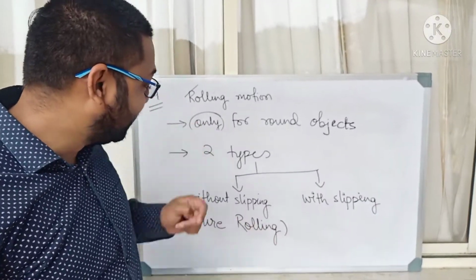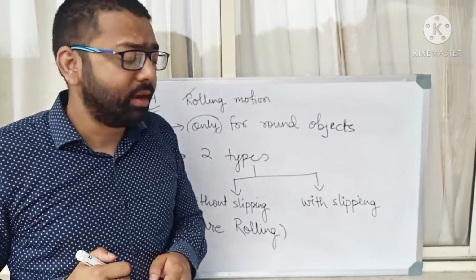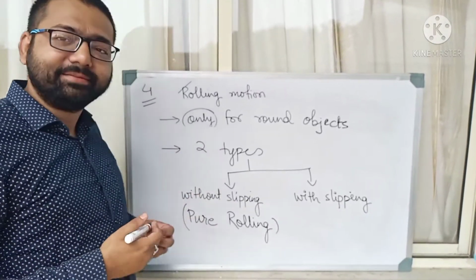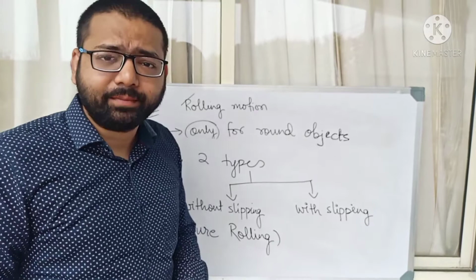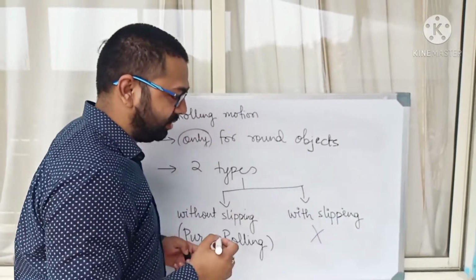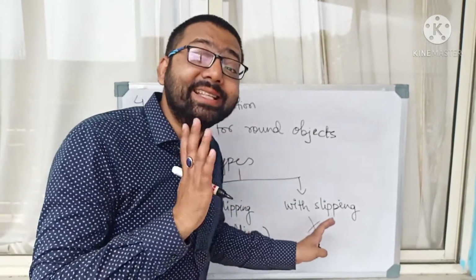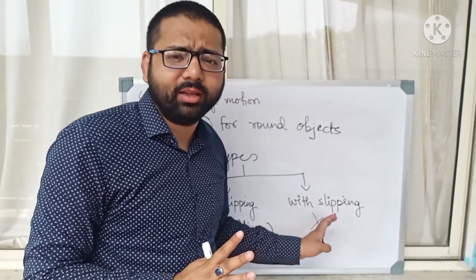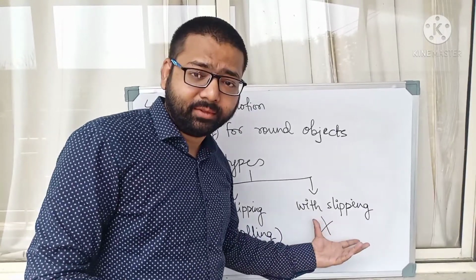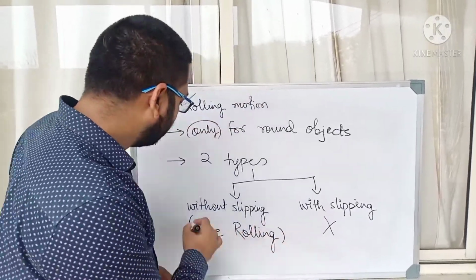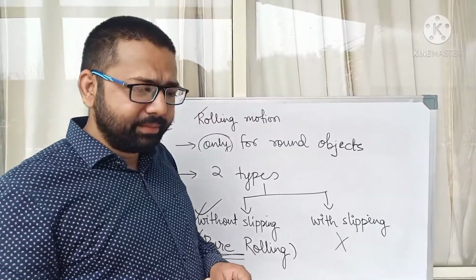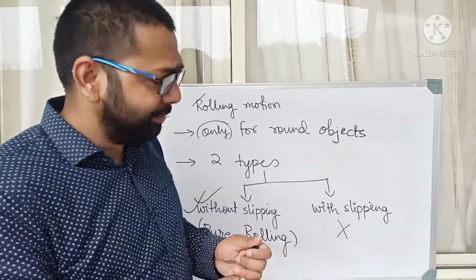Next are the two types of rolling motion. First is without slipping, which is pure rolling. Second is with slipping. In NCERT, we are not going to discuss this. For JEE Advanced, some problems can be from this, but mostly we have to study pure rolling, which is without slipping. Let us try to understand how.